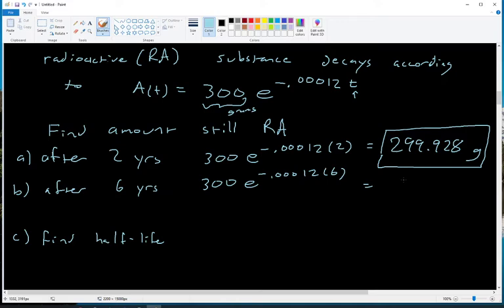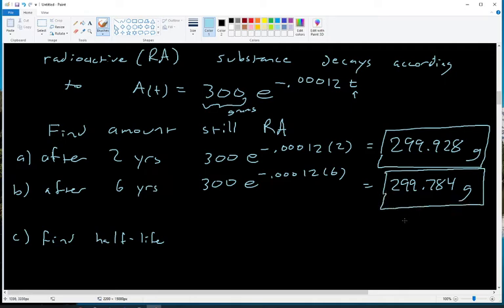So let's see, what about if we wanted the 6 years times 6? So just the same equation, but put a 6 there. And we get 299.784 grams is still radioactive after 6 years. Okay, so that differs a little bit.